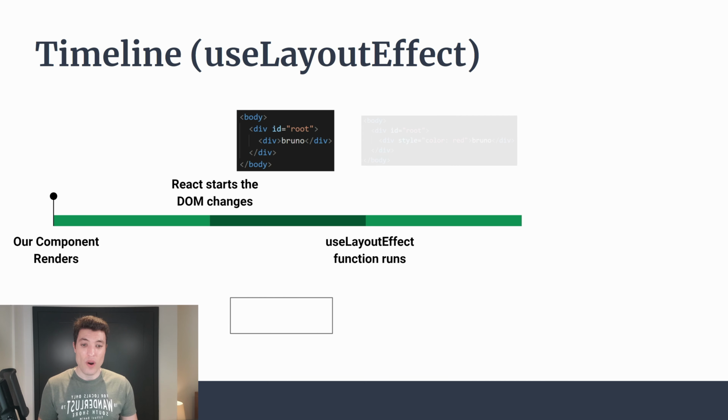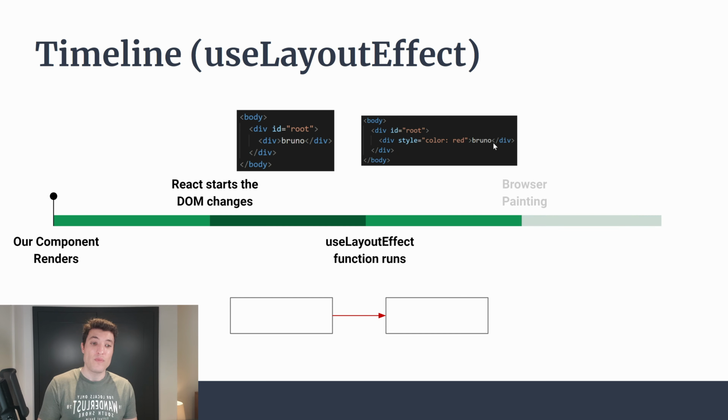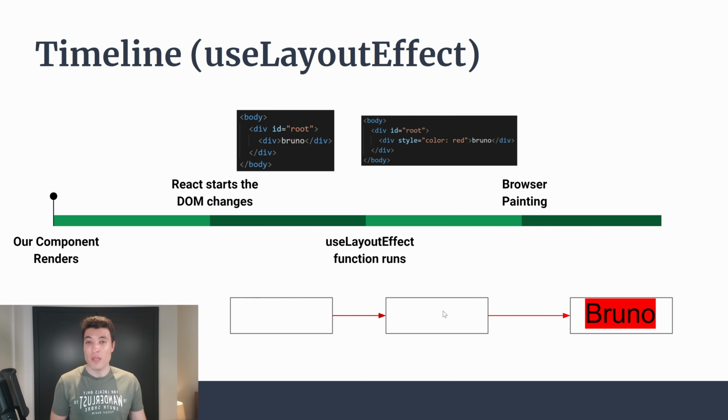So when it runs, it will now change our HTML or our DOM to have that style with a color of red, and only after it will give the chance for the browser to paint. So now when our browser paints, you will have no middle state with Bruno with a background color of white. You go immediately from a white screen to a screen with Bruno with a background color of red.